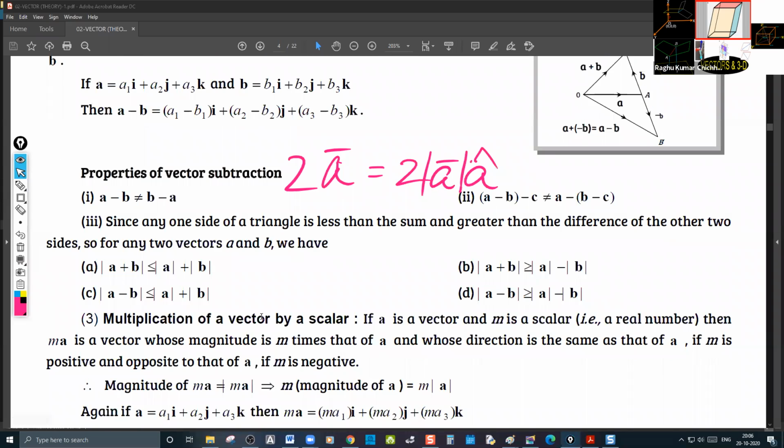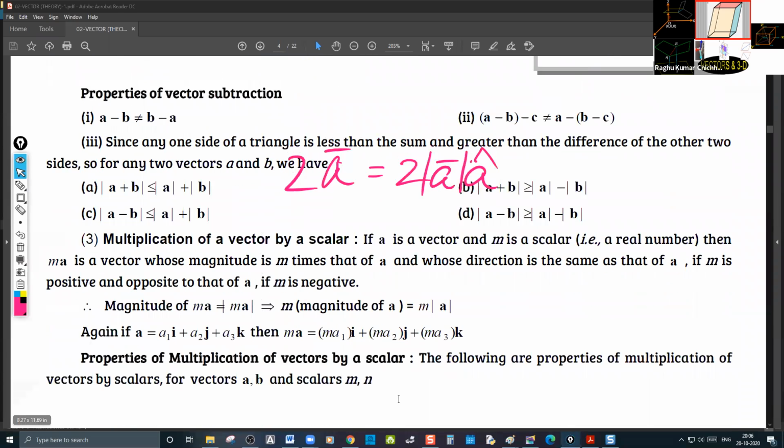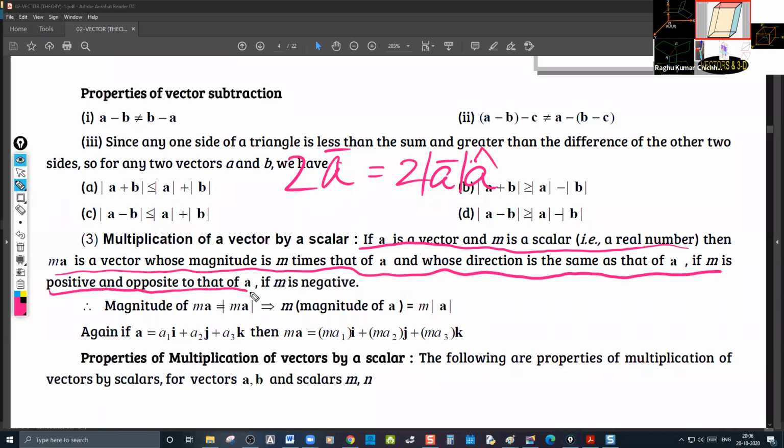Just check it out. Multiplication of a vector by a scalar. If A bar is a vector, and M is a scalar, that is a real number, then MA bar is a vector whose magnitude is M times that of A and whose direction is the same as that of A bar if M is positive, and opposite to that of A bar if M is negative. M positive, then that will be the same direction. If M is negative, that will be the opposite direction.